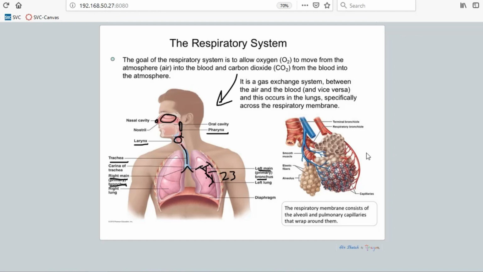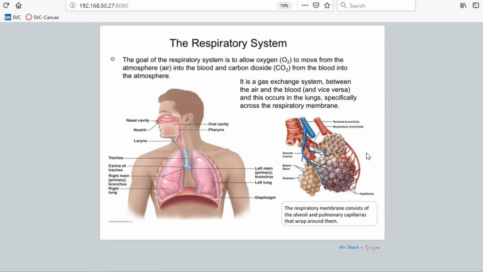super small, and they form what we call these bronchioles, and eventually they end in these air sacs here that we call alveoli. Okay, and you'll notice that wrapped around these air sacs are these capillaries there, and those are the pulmonary capillaries. Okay, so what is the goal of the respiratory system?